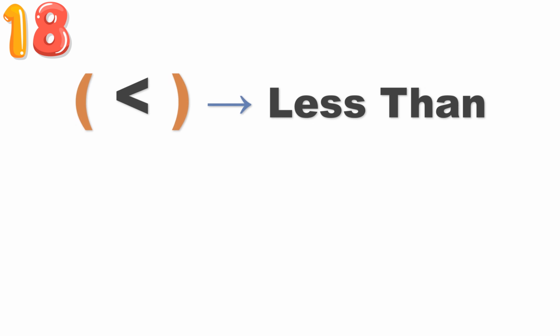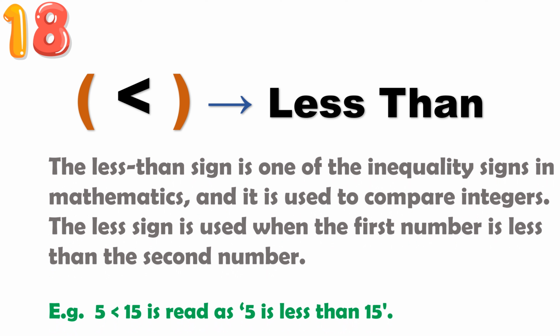Less than. The less than sign is one of the inequality signs in mathematics, and it is used to compare integers. The less than sign is used when the first number is less than the second number. For example, 5 < 15 is read as 5 is less than 15.